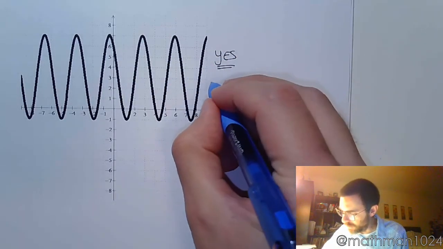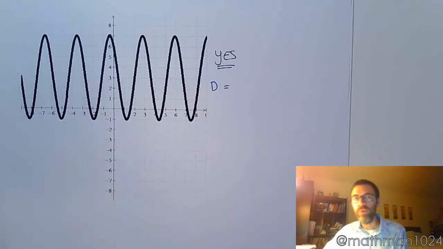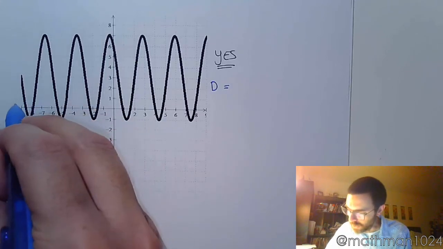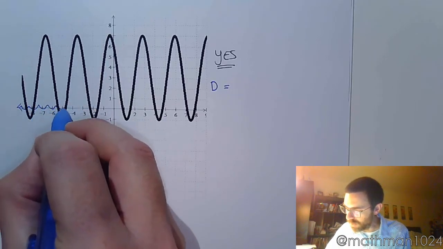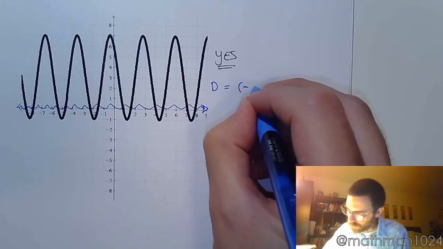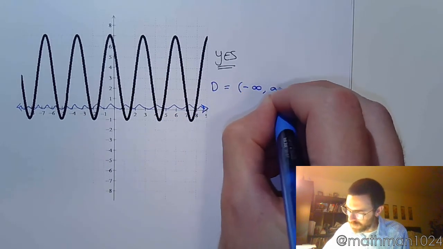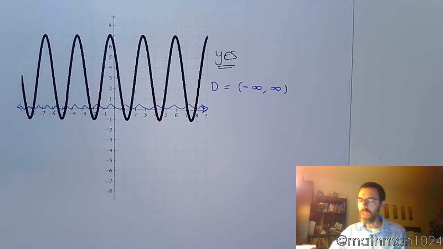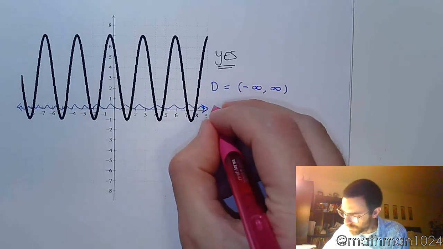Well, what about the domain? Remember, the domain is left to right. This guy goes to the left, and he's bouncing all the way from the left, all the way to the right. So the domain is all real numbers. And what about the range? Does the range do the same thing?